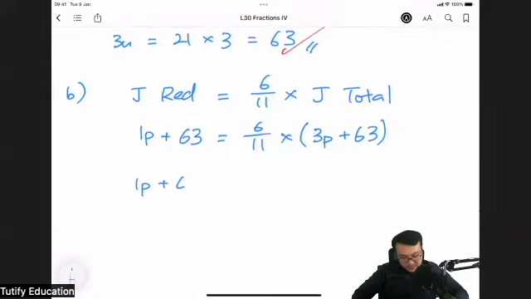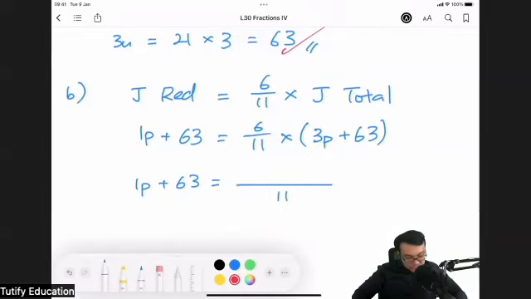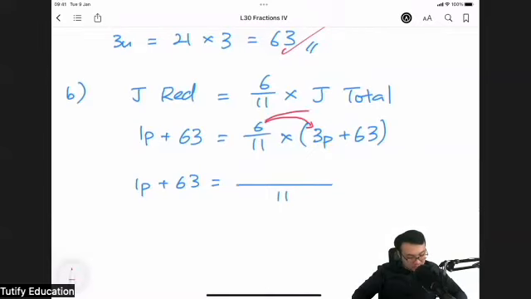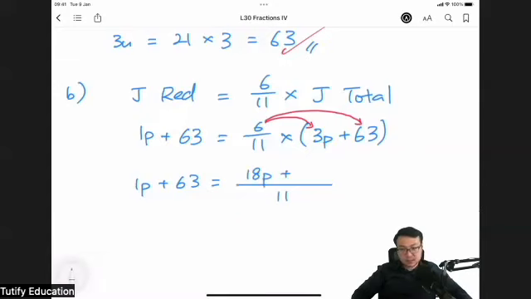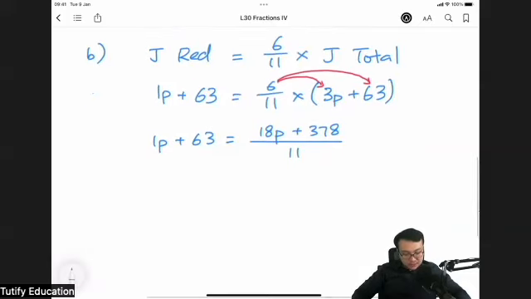1 part plus 63. But does anyone else have questions? Raise your hand. Okay, so let's start multiplying already. All right. The denominator is 11. Now we just need to multiply the numerator. 6 times 3, 6 times 63. 6 times 3 is 18. 63 times 6 is 378. Okay, we have already multiplied this.